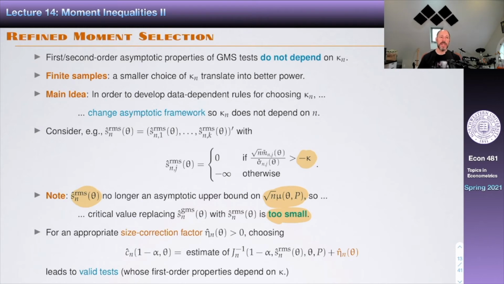So these people said, okay, if it's small, we can make it bigger. And so they introduce the idea of a size correction that they call eta. Now we're going to have this selection function, and this is the critical value with this selection function. It's too small, so we need to add something else. We're going to add this eta. And if we choose eta correctly, we're going to have a valid test. So we sort of move the goalpost. We went from having one tuning parameter to two tuning parameters. But by doing so, we can show that the first order properties will depend on Kappa, and this may give us a way of choosing Kappa in a data-dependent way.